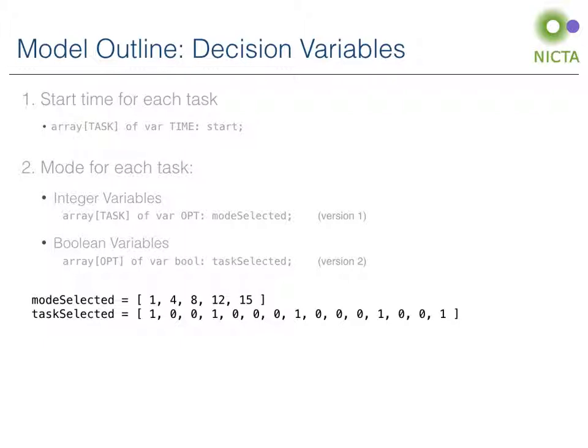Here is an example of a solution. In the first model, we have an array of size 5, showing that task 1 should be executed in mode 1, task 2 in mode 4, and so on. While in the second model, we have that optional task 1 is executed, optional task 2 is not, 3 is not, 4 is, and so on.